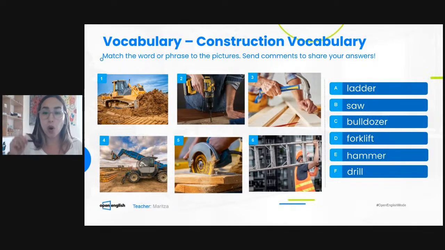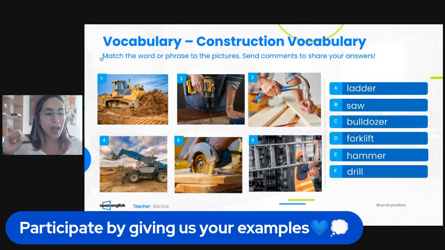All right, Kariabe says 1 is C, 2 F. All right. Luz Duha says 3 hammer on Facebook.